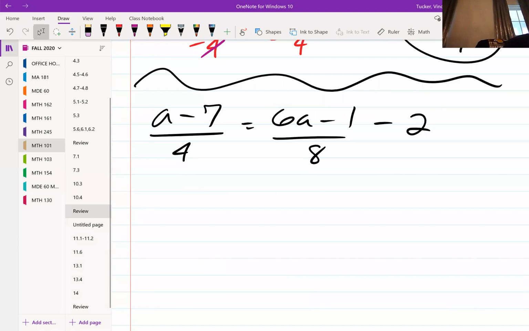Here we have a minus 7 over 4 equal to 6a minus 1 over 8 minus 2. So once again, we have fractions involved, so we're looking for that LCD. The LCD between the 4 and the 8 will be 8, the smallest number that both 4 and 8 can divide into evenly. And of course, 8 can divide into itself.